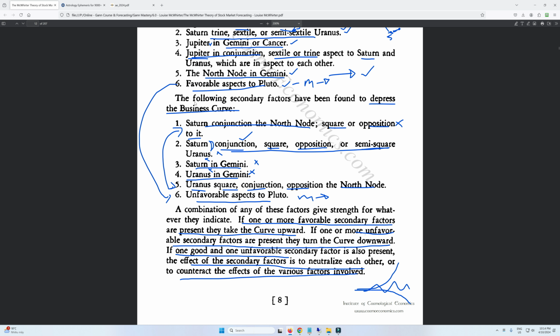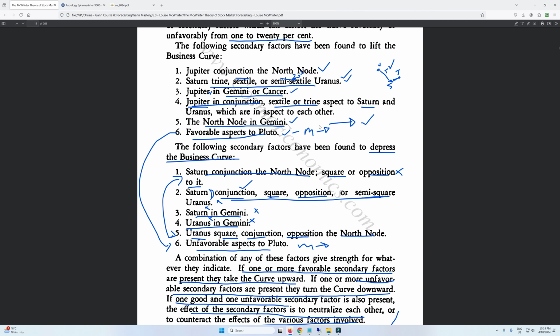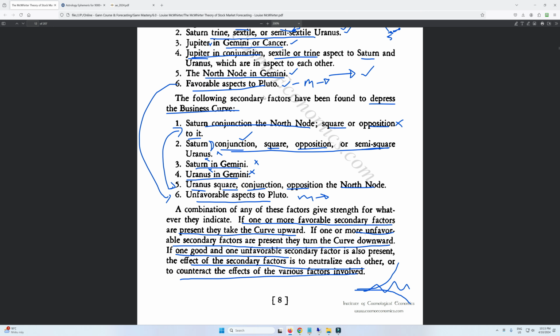We're just recapping again. The following secondary factors have been found to depress the business curve, and that is Saturn conjunct the North Node, square or opposite to it, Saturn conjunct, square, opposite or semi-square Uranus, Saturn in Gemini, Uranus in Gemini, and we know why Gemini, so go back through the course, you'll know why Gemini is an important one, and also you'll know why Cancer is an important one, so take a squiz through the course again. Uranus square, conjunct, opposition the North Node, and then unfavorable aspects to Pluto.